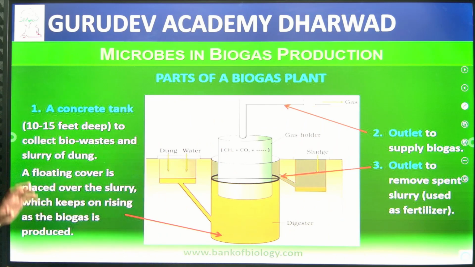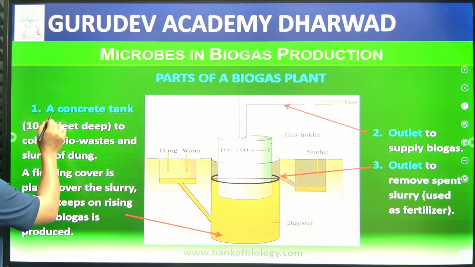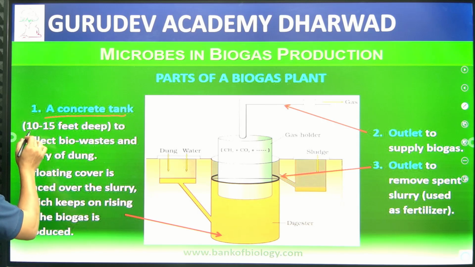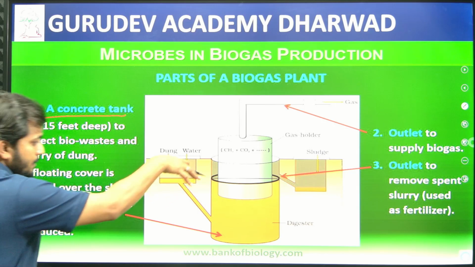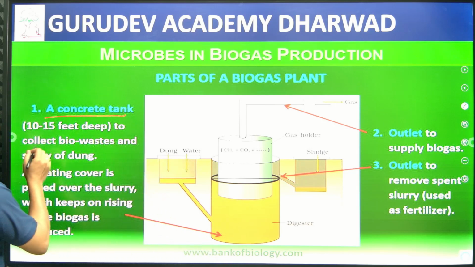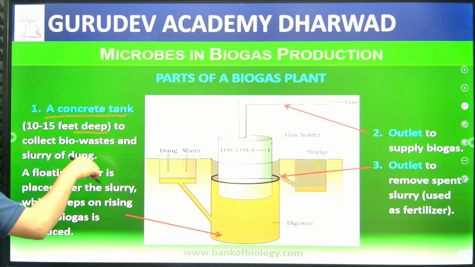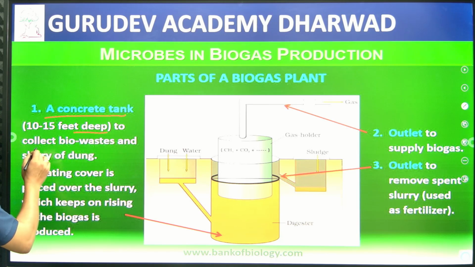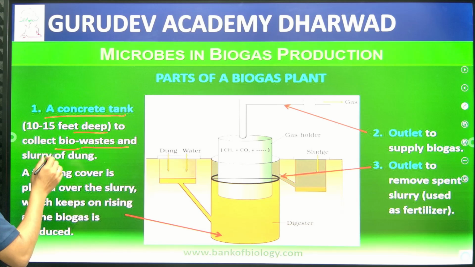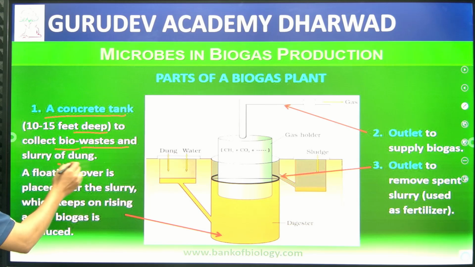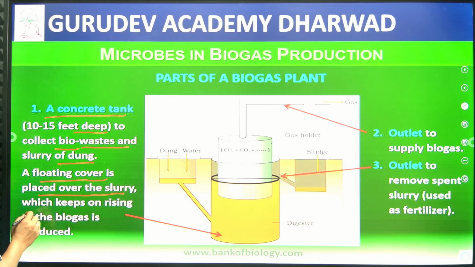Majorly, how they construct it: a concrete tank is prepared, almost 10 to 15 feet deep, which they dig to collect the bio-waste and the slurry of dung. Then they add a floating cover, which is placed over the slurry and helps in the rising of the biogas as it is produced.